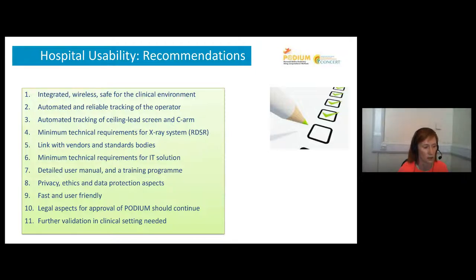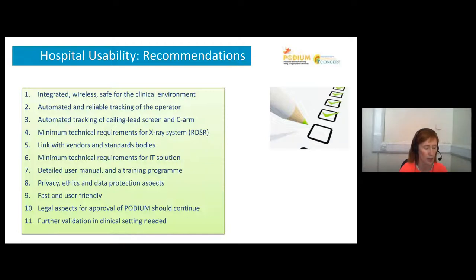the final product should be really integrated and wireless and safe for the clinical environment. It should have very automated and reliable tracking of the main operator and automated tracking of the ceiling LED screen and the C-arm. We would have to say what the minimal technical requirements are for the X-ray system, because if it doesn't have an RDSR capability, if it's too old, let's say, for that, or it's not easily accessible, we won't be able to simulate the doses. So having some more links with the vendors and standards bodies to work towards this would be good.